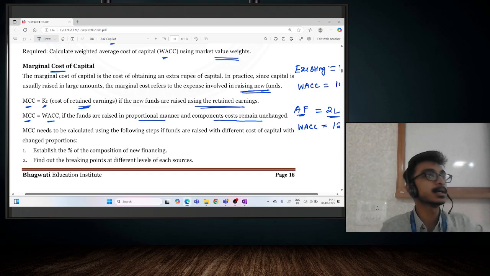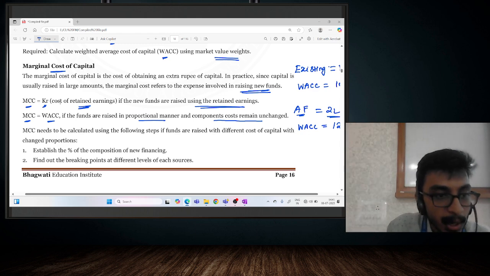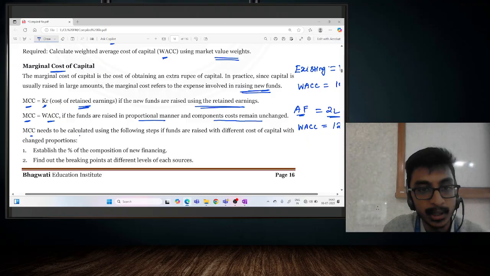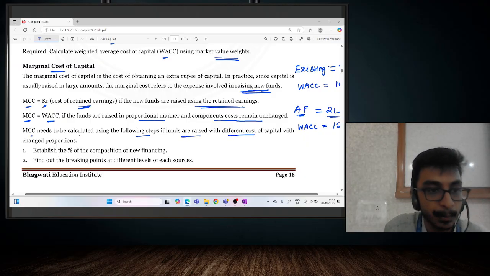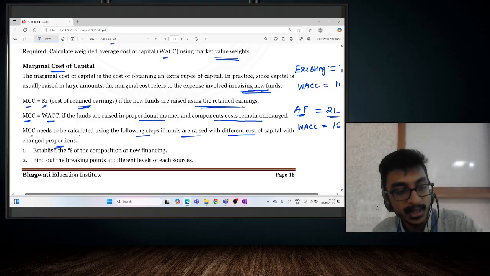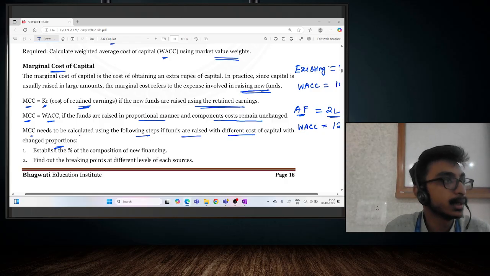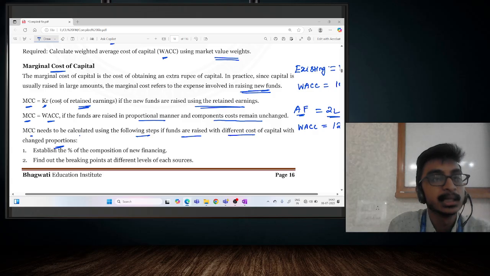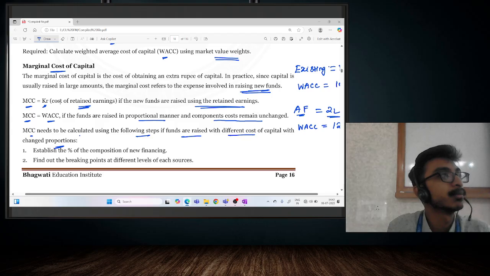So second point clear? Any doubt in this? Now look at the third point. Marginal cost of capital needs to be calculated using the following steps if funds are raised with different cost of capital with changed proportion. So what they are saying is, if new funds are raised in the form of retained earnings, marginal cost of capital is exactly equal to cost of retained earnings. If new funds are raised with same weights, with same cost, marginal cost of capital is equal to weighted average cost of capital.